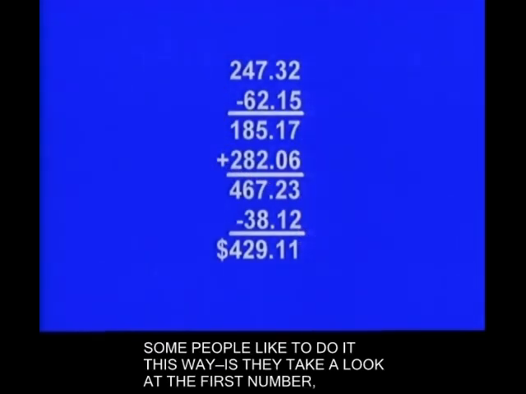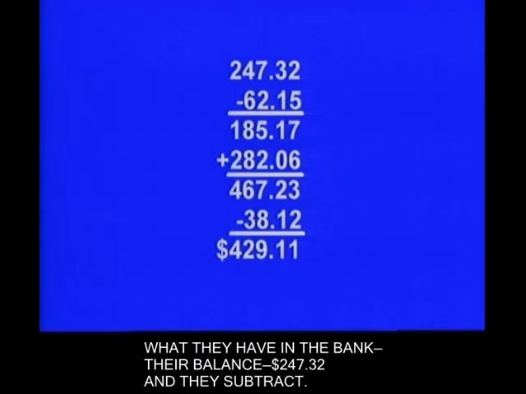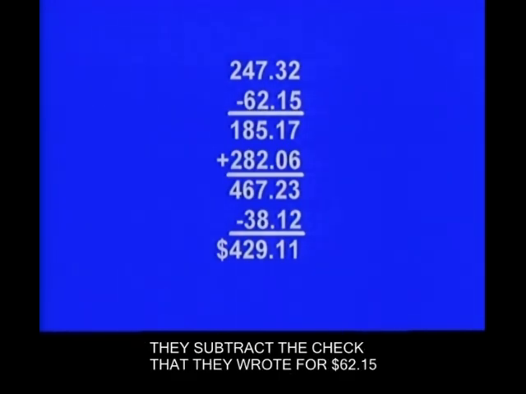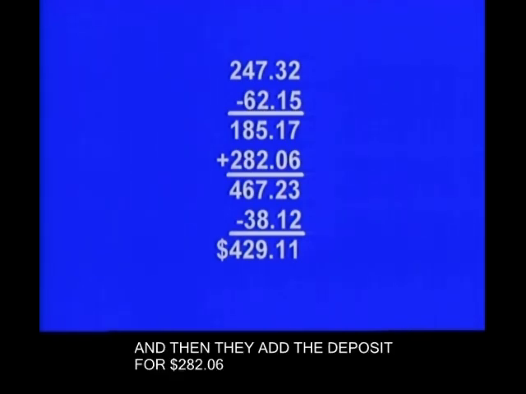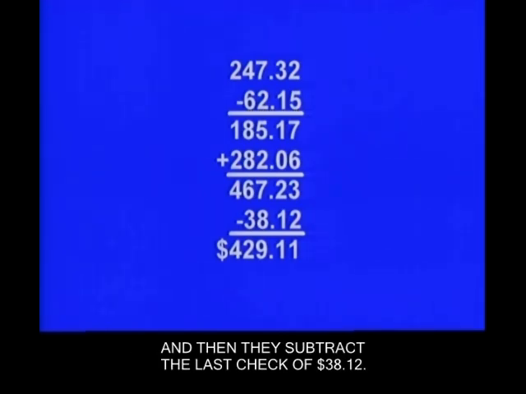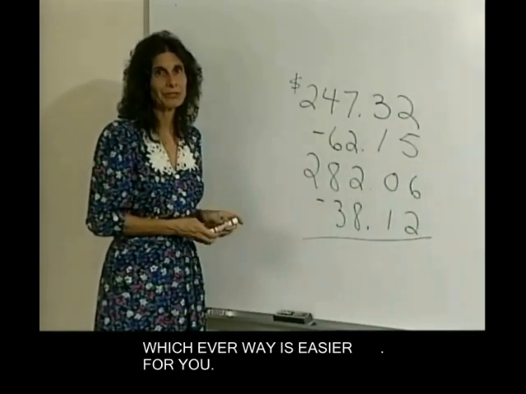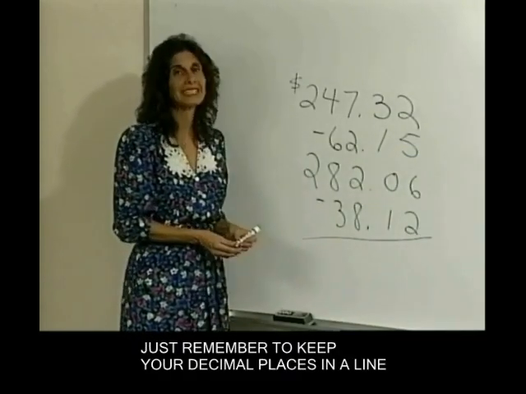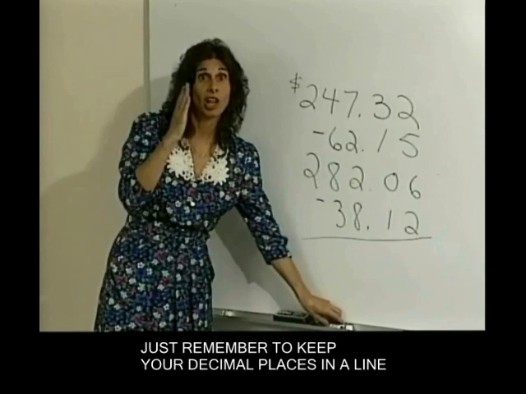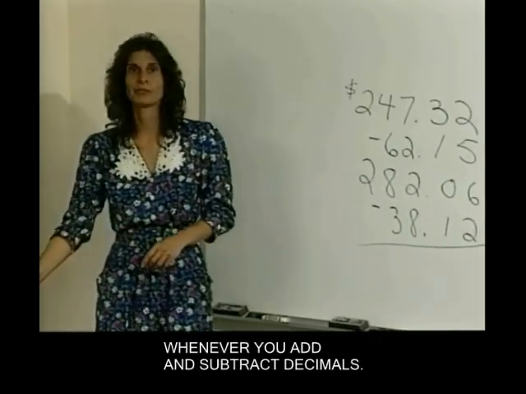Another way that you could do it, some people like to do it this way, is they take a look at the first number, what they have in the bank, their balance, $247.32. Then they subtract the check that they wrote for $62.15, and then they add the deposit for $282.06, and then they subtract the last check of $38.12. Whichever way is easiest for you. Just remember to keep your decimal places in a line whenever you add and subtract decimals.